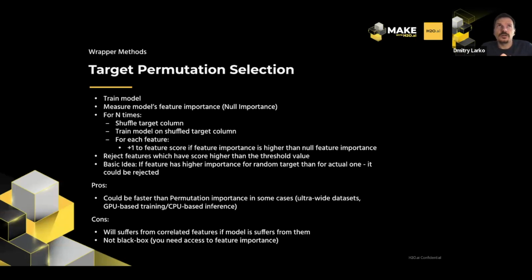So, if your feature is more important for a randomly assigned target, why do you need this feature at all, right? Because a good feature actually has a real connection between itself and the target. If you shuffle the target, its importance is going to drop significantly. If it's the other way around, that's actually a suspicious sign.